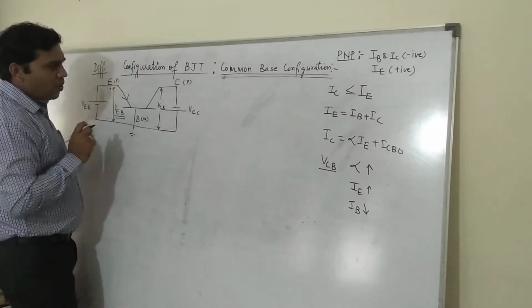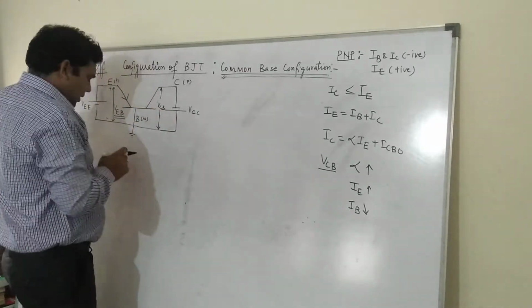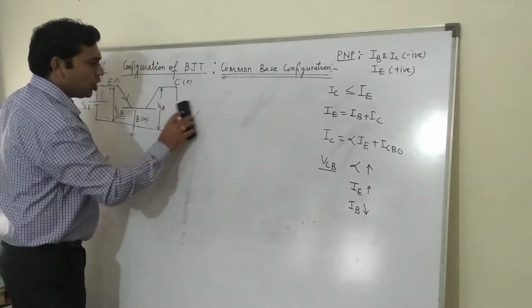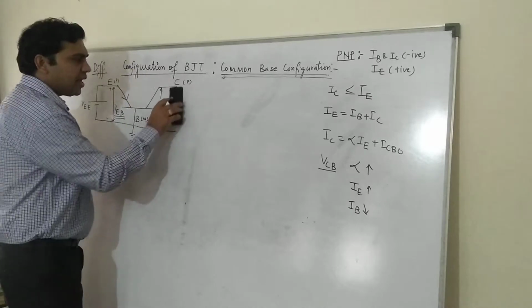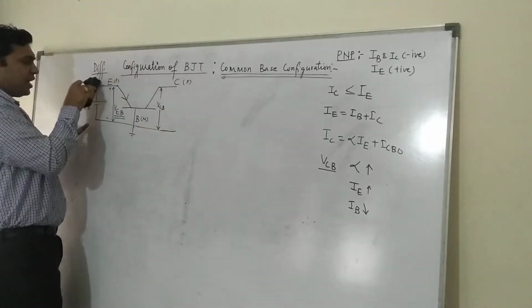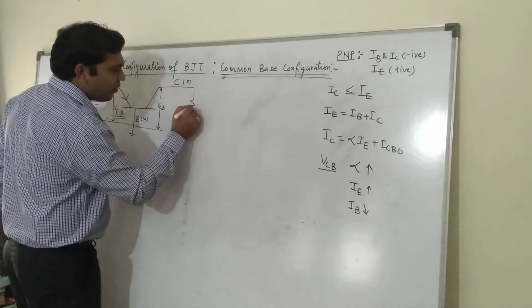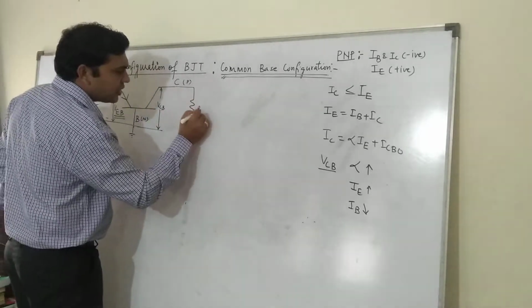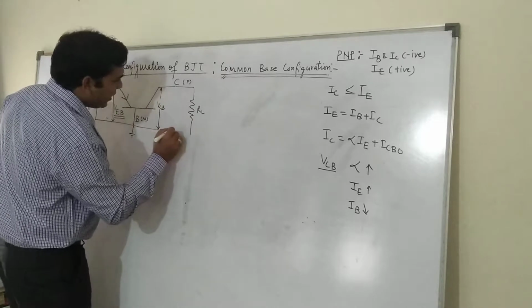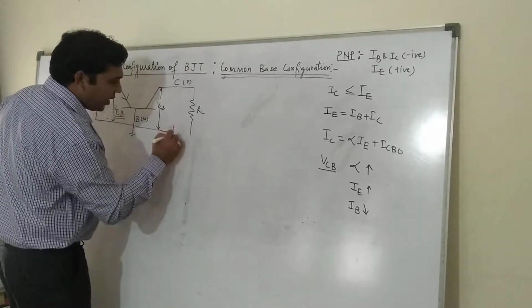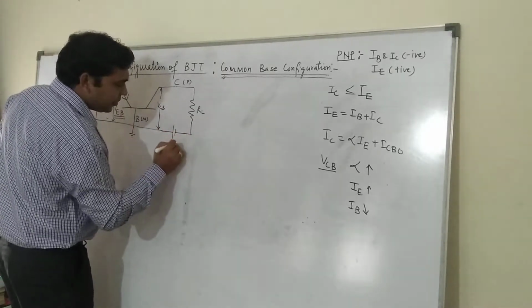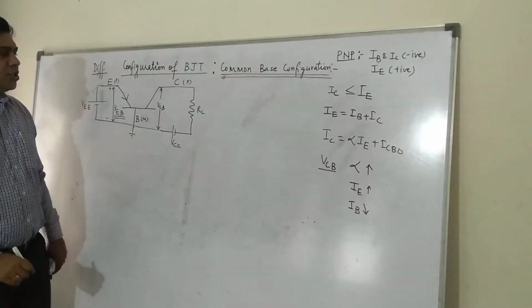Now let me put the resistance also, the load resistance from which we are taking the output. This is the input side where we can apply the input signal, and here we have a load resistance RL, and a battery VCC like this. Okay, so this is the circuit.